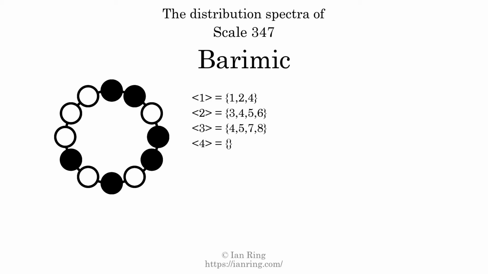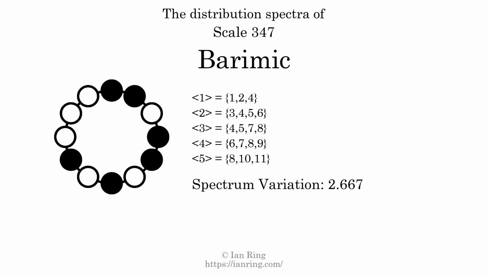The generic interval of 4 scale steps comes in 4 different specific interval sizes: 6 semitones, 7 semitones, 8 semitones, and 9 semitones. The spectrum width of this generic interval is 3. And finally, the generic interval of 5 scale steps comes in 3 different specific interval sizes: 8 semitones, 10 semitones, and 11 semitones. The spectrum width of this generic interval is 3. The spectrum variation is the sum of all the widths, divided by the number of tones.